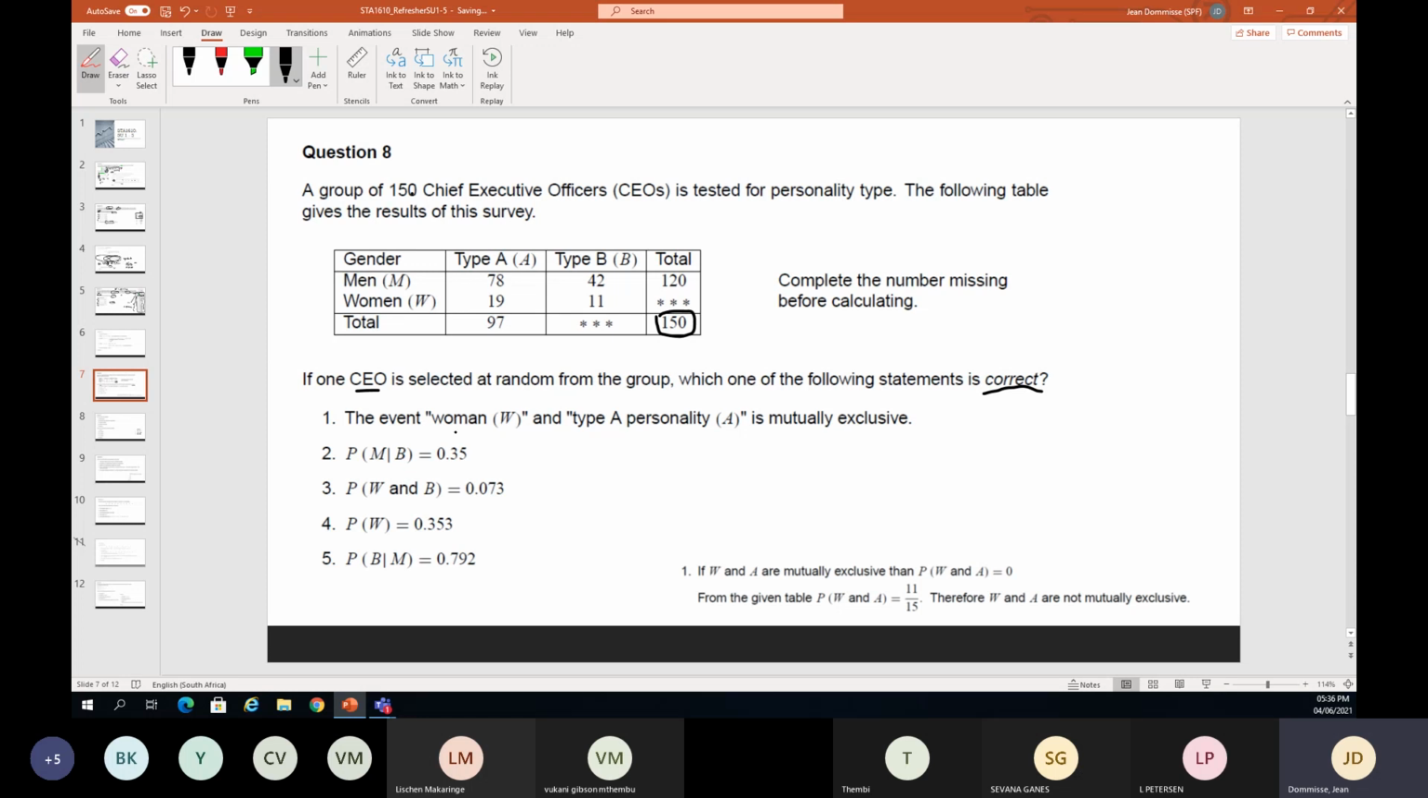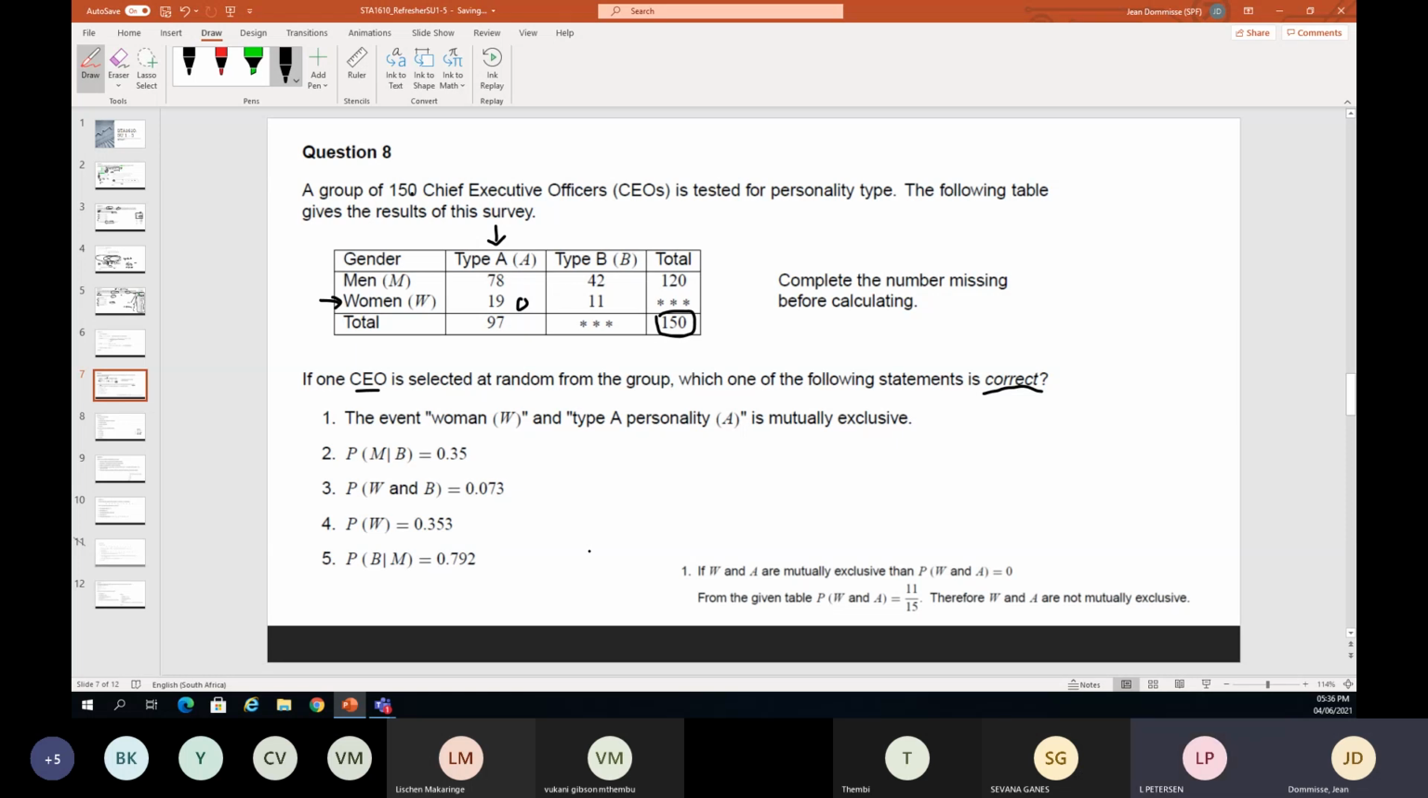So the events woman and type A personality are mutually exclusive. Yes or no? That is incorrect, because mutually exclusive means where the two intersect, the value should be 0. Okay, awesome. So if there was a 0, then it would have been mutually exclusive.